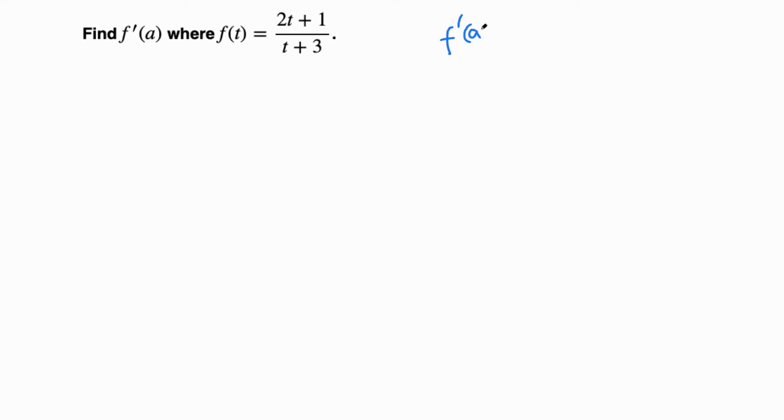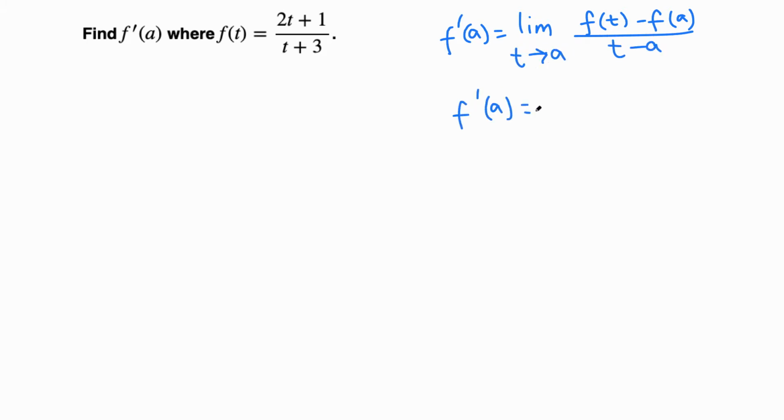f prime a is given by the limit of f of, in this case, t plus a. t is just a, so f prime a is the limit as t approaches a of (f(t) minus f(a)) over (t minus a), or f prime a is the limit as h approaches 0 of (f(a plus h) minus f(a)) over h. The second one has the bottom just h, so it's simplified on the bottom, so I'm going to use the second.